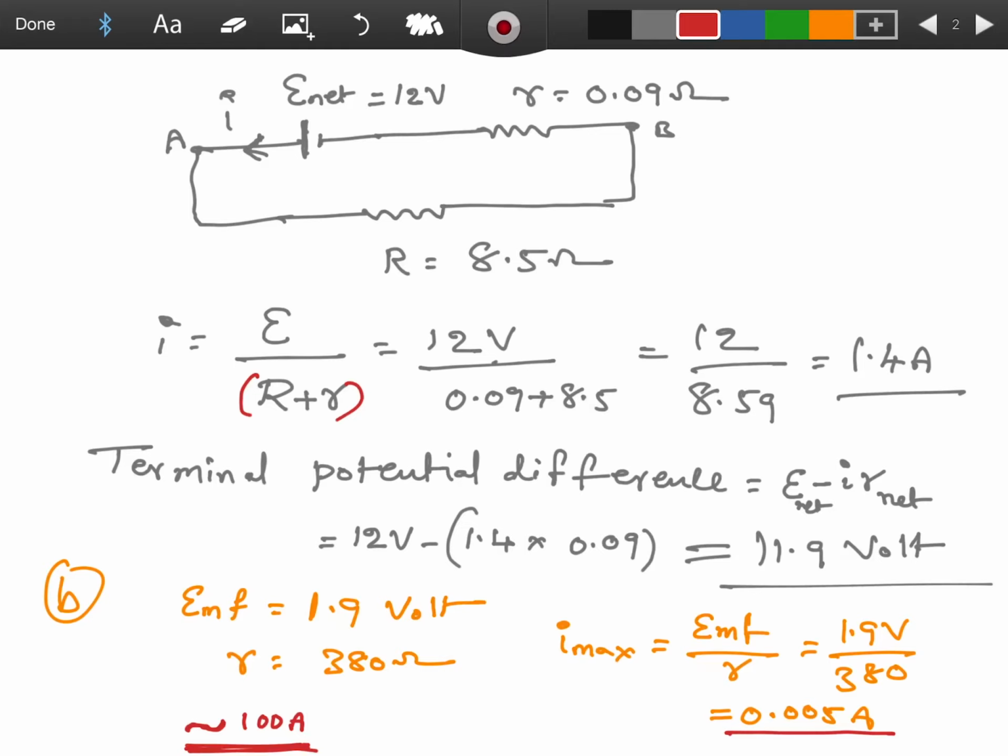Then for the second question, for one cell after long usage it becomes 1.9 volt with internal resistance 380 ohm. What is the maximum current? Maximum current is E by r, that is 1.9 by 380. Why am I not taking capital R here? Because then it would not be the maximum current drawn from the battery. Maximum current is E by the internal resistance only, 1.9 by 380, which is 0.005 ampere. This current is not sufficient to start the motor of a car in a few seconds.